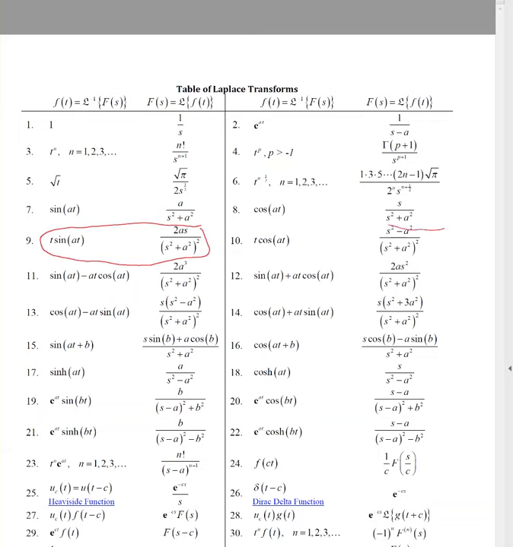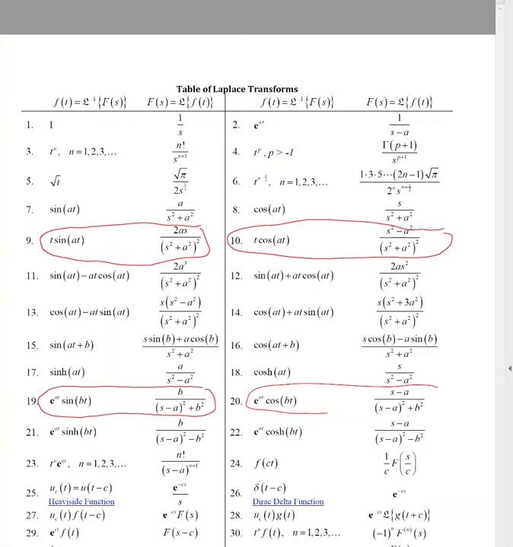Same way, if you have sine, definitely we'll have cos also. T times cos at, I can use that. Or I have here e to the power of at sine bt Laplace transformation, and at the same time I have Laplace transformation of cos bt. So by using any one of these four transformations, first I'm going to find the f of s.